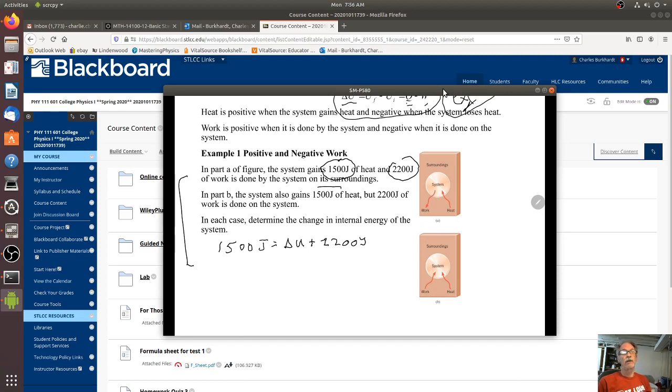If this system were a gas, this gas is going to cool down because delta U, the amount of internal energy that it changed, is going to be negative. It's going to be a negative 700 joules, I think. So this system is going to cool off because it did more work than the amount of heat that you added. Okay, in part B, the system also gains 1,500 joules, but 2,200 joules of work is done on the system. They have little schematics of this over here.